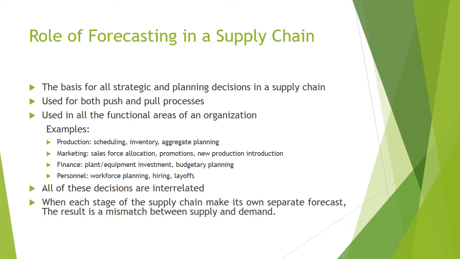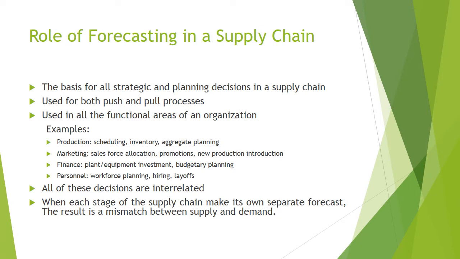And also we must keep in mind, when each stage in the supply chain makes its own separate forecast, these forecasts are often very different. So the result is a mismatch between supply and demand. So why do we try to forecast? Because we want to keep a balance or a match between supply and demand. So if the different entities in the supply chain forecast separately, we might end up with a mismatch between the total supply and the total demand.